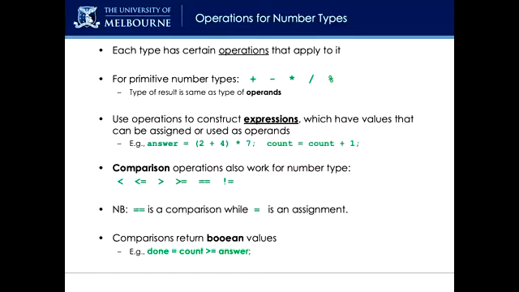So for every primitive type, all the way from byte up to double, you can perform these operations on them. That's the first thing to recall.